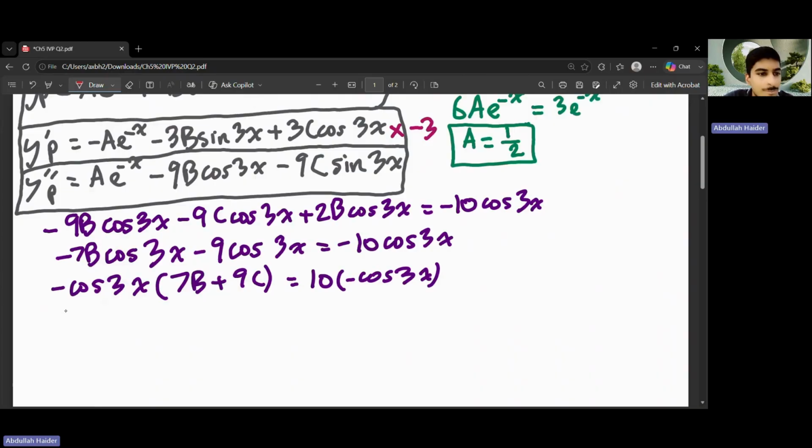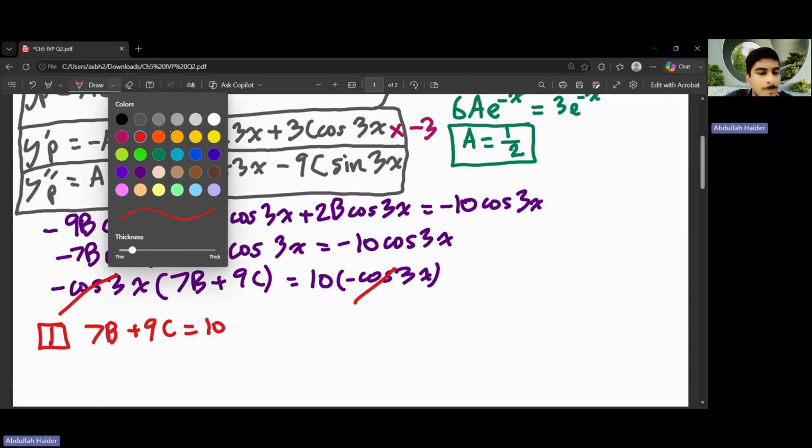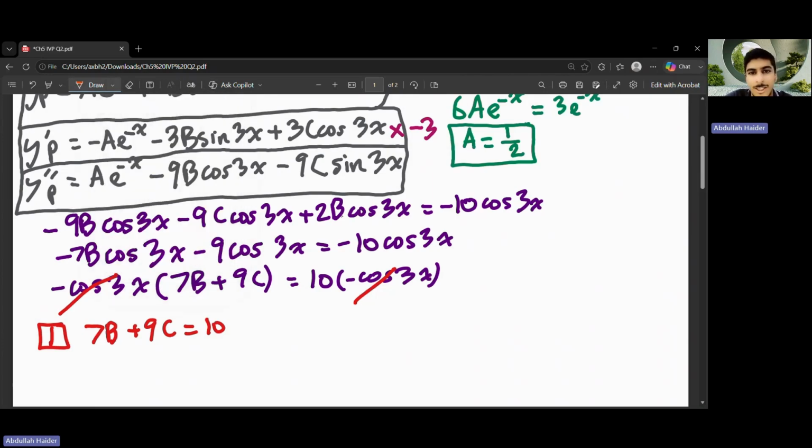You can cancel out the cosine. So you're left with your first linear system of equations, 7b plus 9c is equal to 10. This is your first linear system of equations. So we're done with the cosine, and now we have to equate our sines.